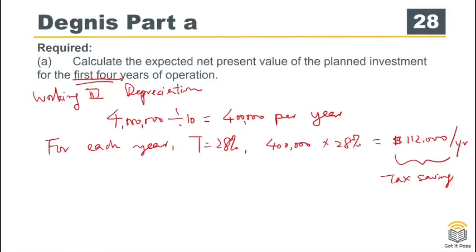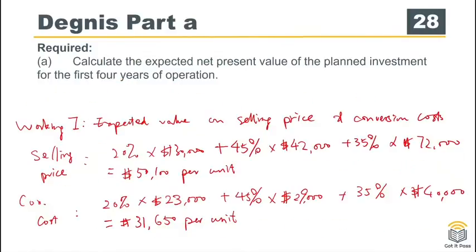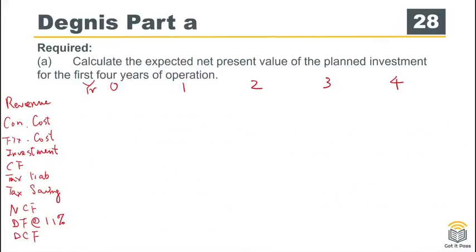So there should be no balancing charge or balancing allowance, because at the end of the first four years, the asset is still there, and there's no sign for us to sell it or to scrap it. So we have all this information so that we can put it into this template.